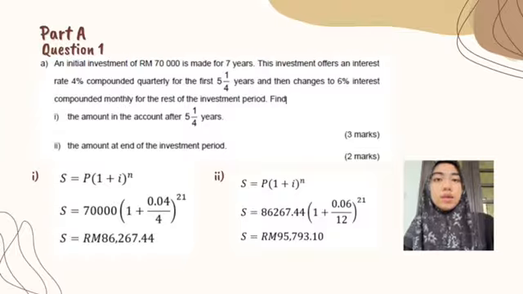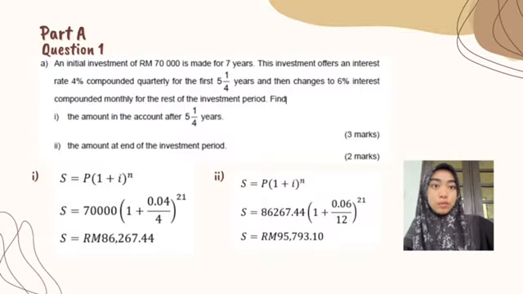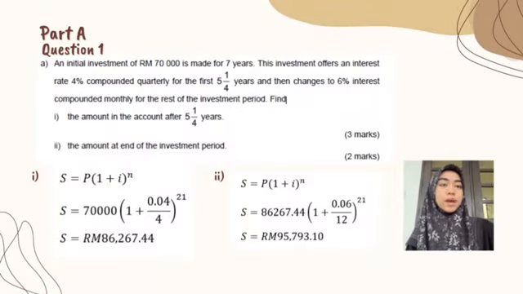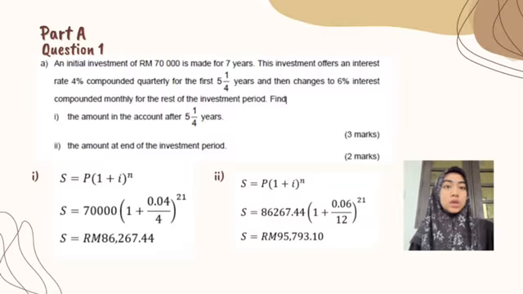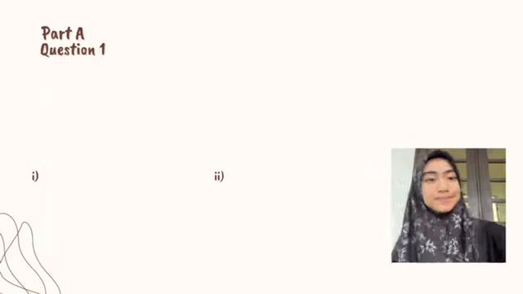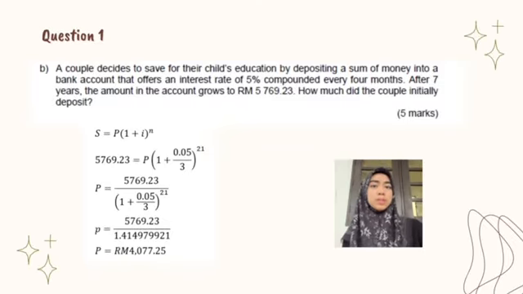The next question is the amount at the end of the investment period. So we just use the formula and fill in the amounts given. S = 86,267.44 (1 + 0.06/12)^21. So S, we got 95,793.10.